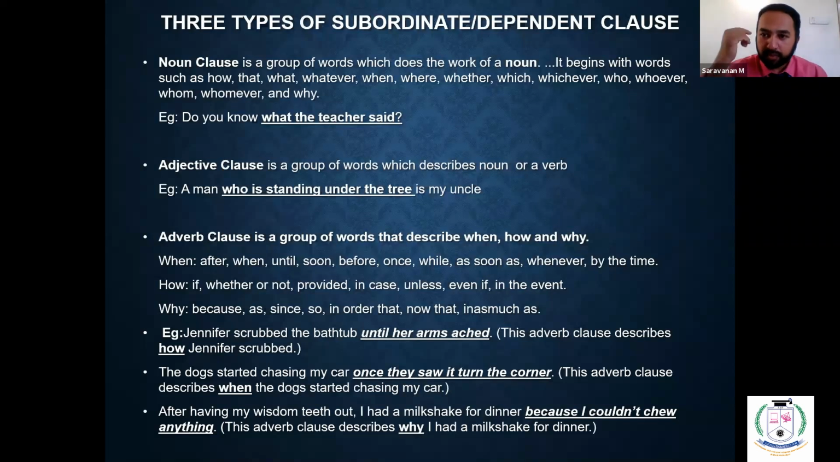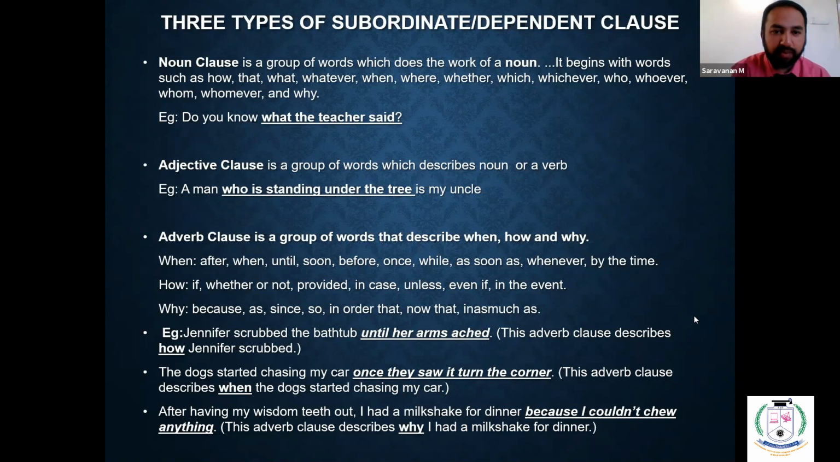Clear? For example, I'll give you a simple sentence. I sang a song. Now, how did I sing a song? I sang a song well. I sang the song loudly. I sang the song properly. So these are some of the examples.